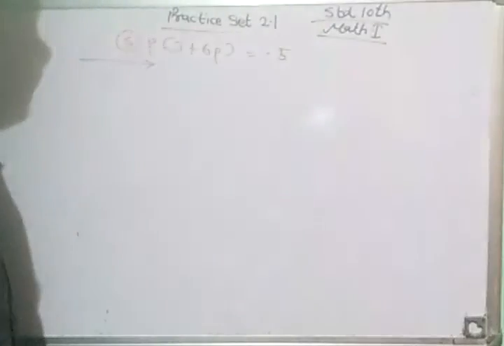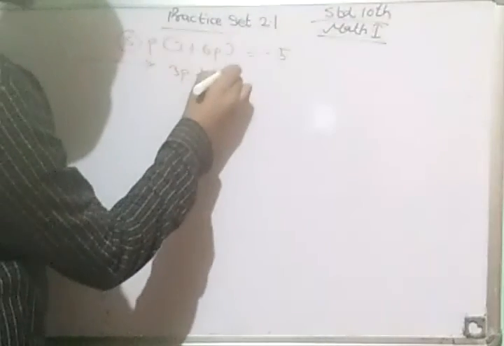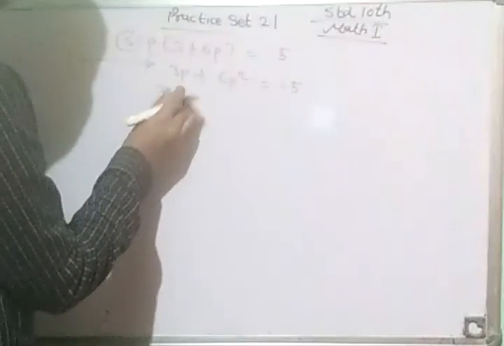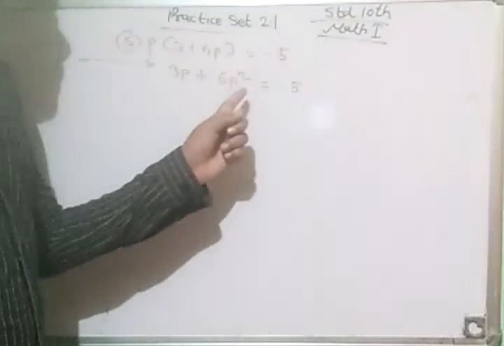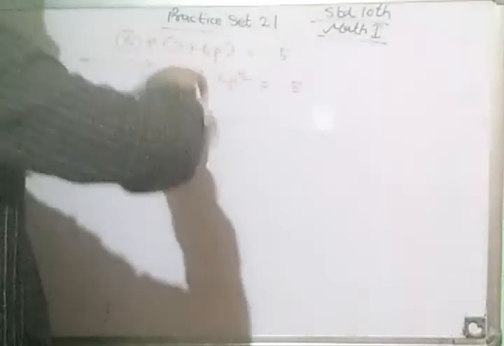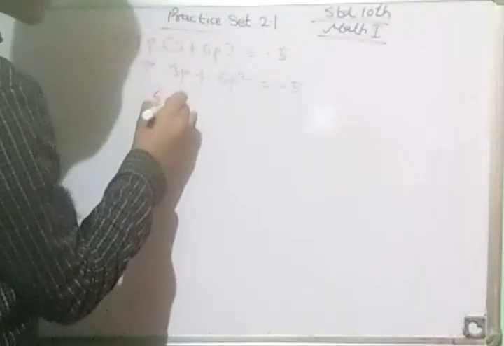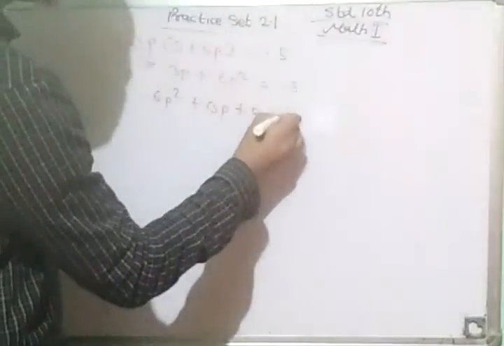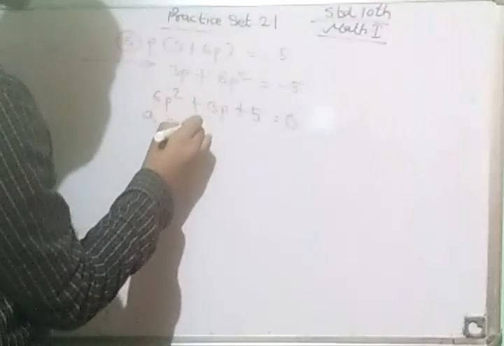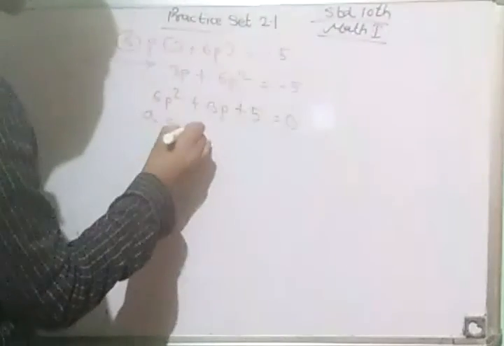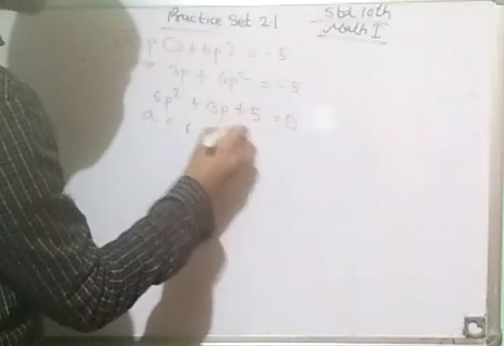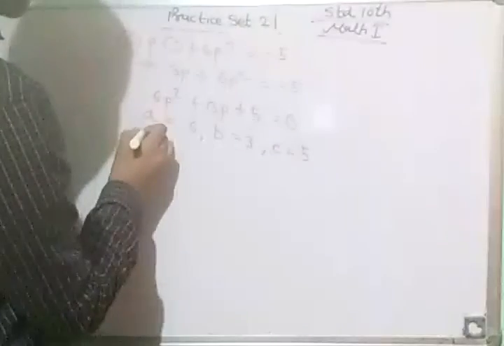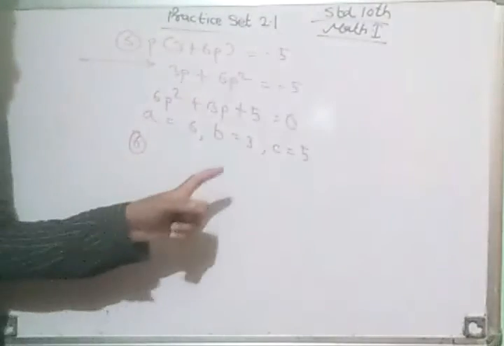We convert this into the standard form. 3p plus 6p square is equal to minus 5. Then we convert the 6p square to this side and 3p to this side. So 6p square plus 3p plus 5 is equal to 0. Then value of a is 6, means the coefficient of the first term. Value of b is 3, means the coefficient of the second term. And value of c is 5, means the coefficient of the last term, the third term.